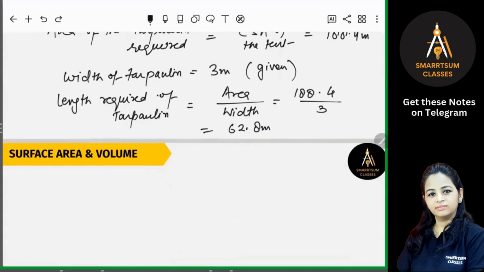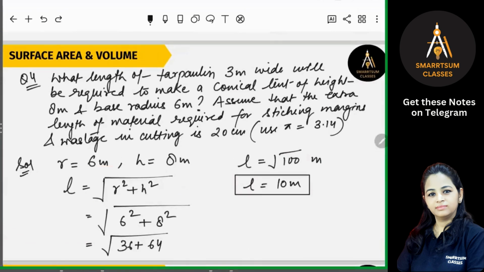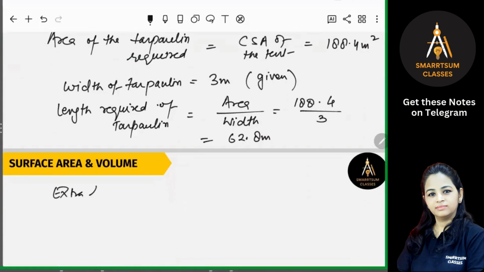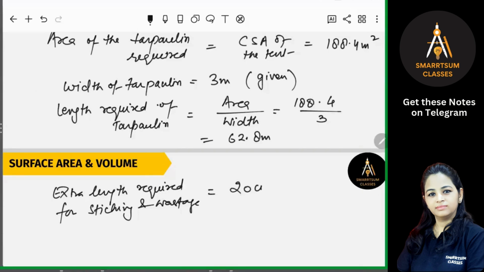Is that clear? Now, it is given here that some material of the tarpaulin is wasted in stitching, margins and in cutting. Because when we make the tent, we need to cut the tarpaulin material and stitch some material, so some material will get wasted. So what is that extra length? The extra length required for stitching and wastage in cutting is 20 centimeters, or you can say 0.2 meters.